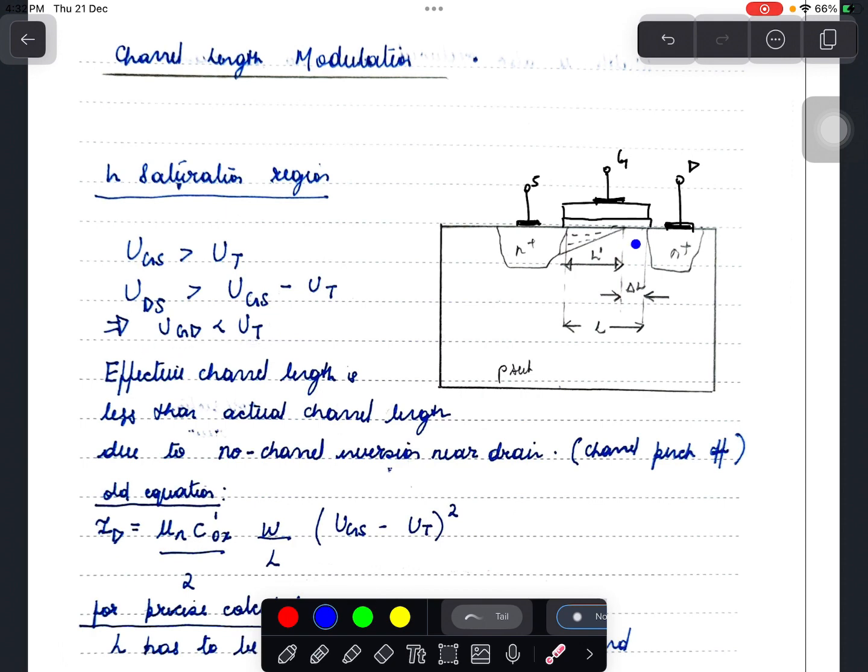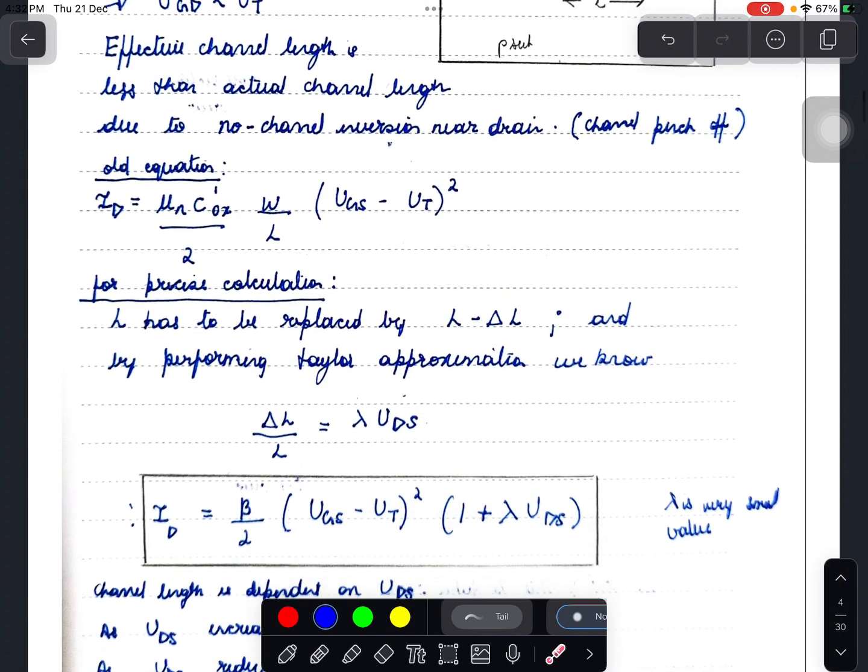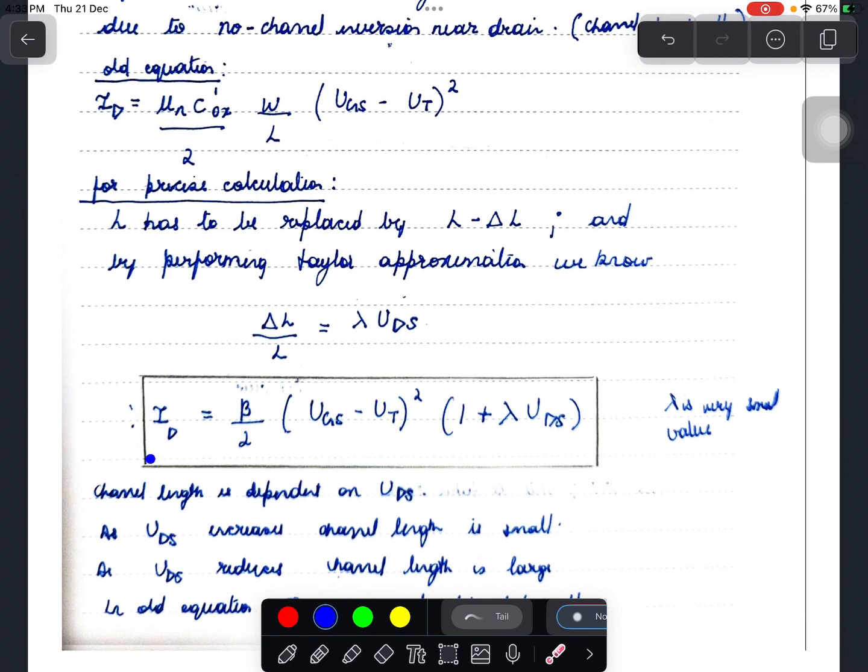So near the drain we do not find channel formed, which is shown here. So the effective length of the channel is L dash and not L. So the length of the channel equals L minus delta L. This has to be taken care of in our equation, and once we substitute L by L minus delta L and perform Taylor's approximation, we get this equation: ID equals beta by 2 times (VGS minus threshold voltage) square into (1 plus lambda VDS).